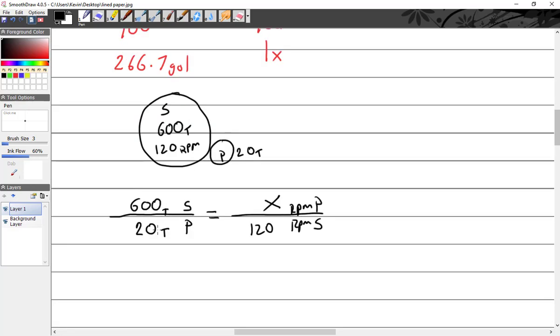All right, so we cross multiply. So we have 20x equals what? 72,000. And so all we have to do now is solve for x, divide both sides by 20. And it's just moving along at a measly 3,600 revolutions per minute. So that's what, 60 revolutions per second?